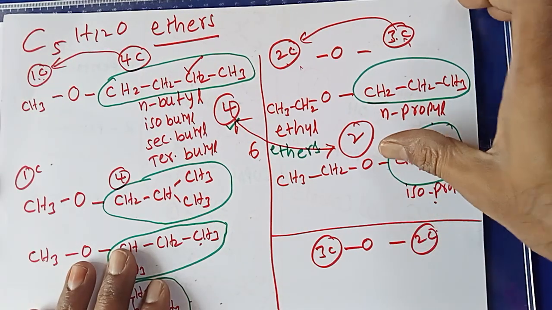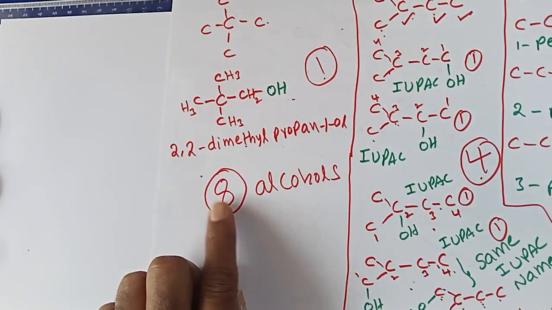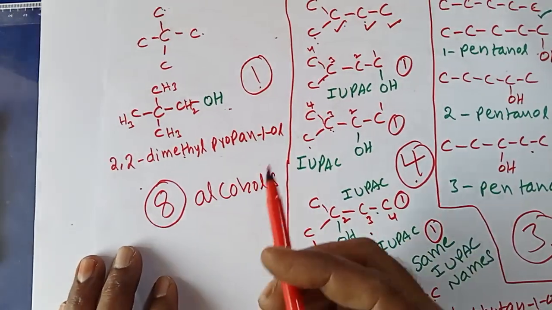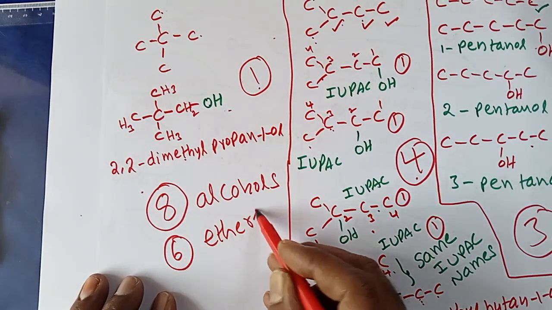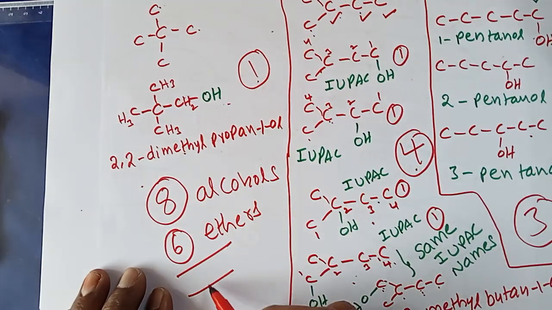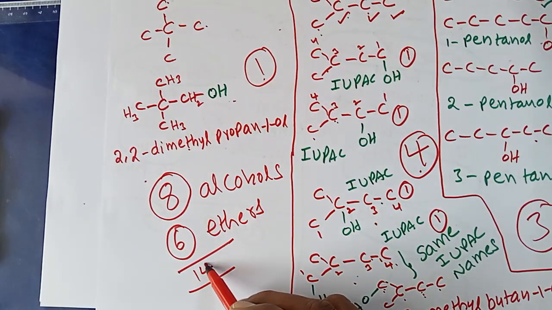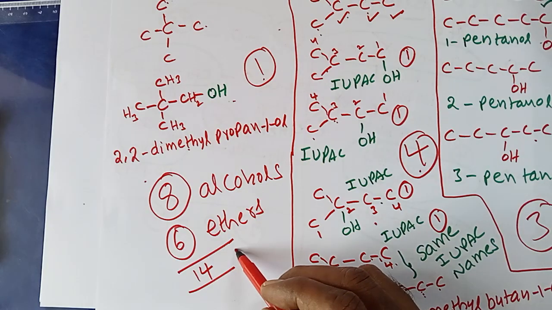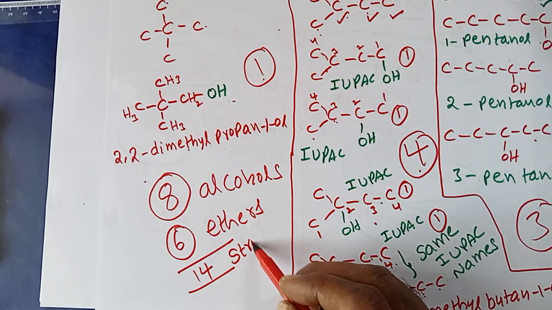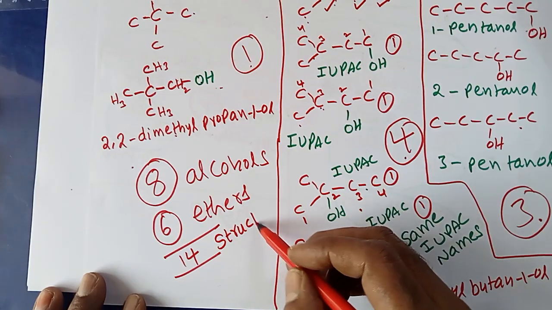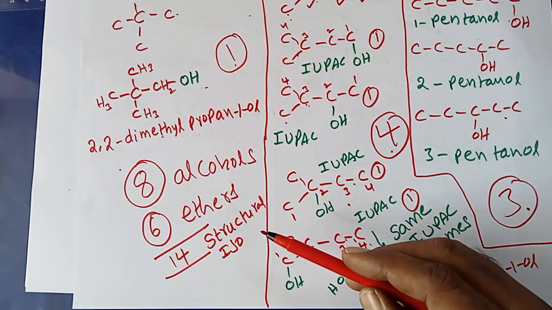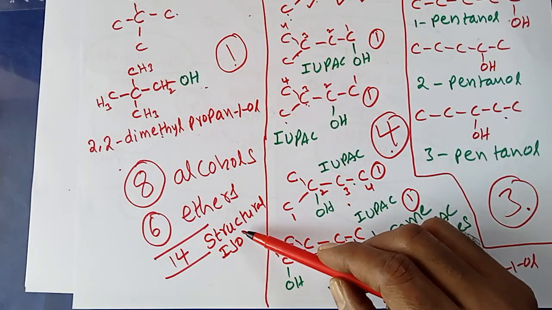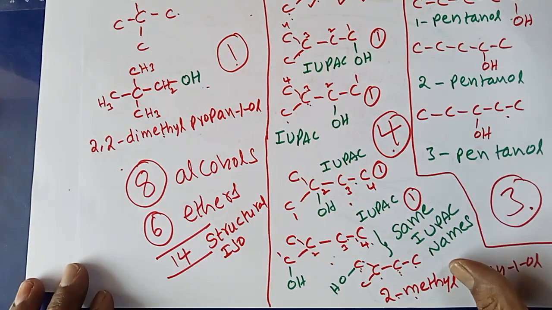This is the way to find the number of alcohols. In this page, how many alcohols total? 8 alcohols. 8 alcohols plus 6 ethers. So total how many? 8 plus 6, 14. 14 structural isomers. These are structural only. So stereoisomers only in the next video, but structural isomers only 14. Very important.